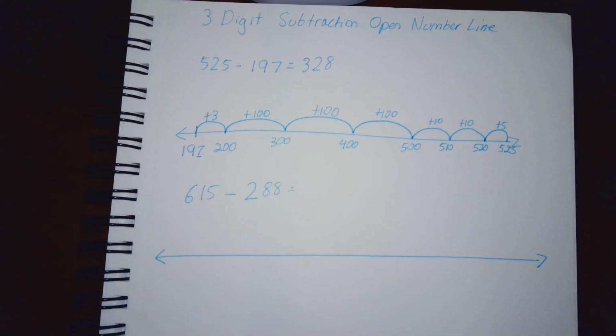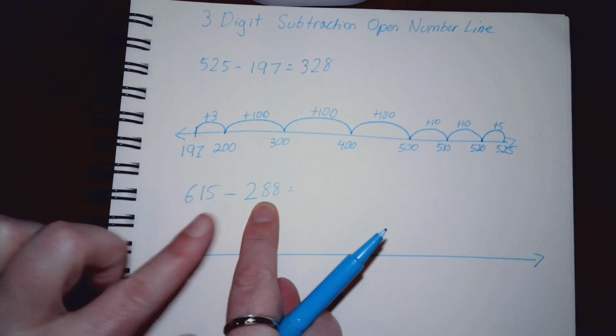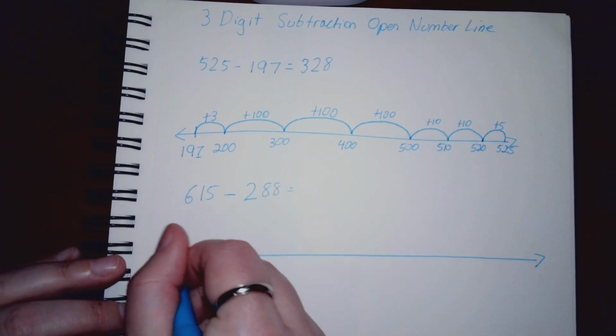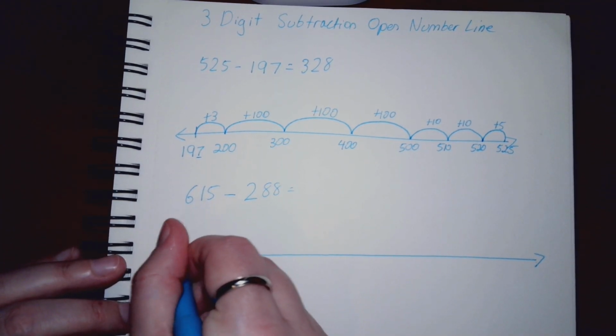Which one am I going to start at? I'm going to start at the 288, and I'm going to count up to 615. So I'm going to start my number line at 288.